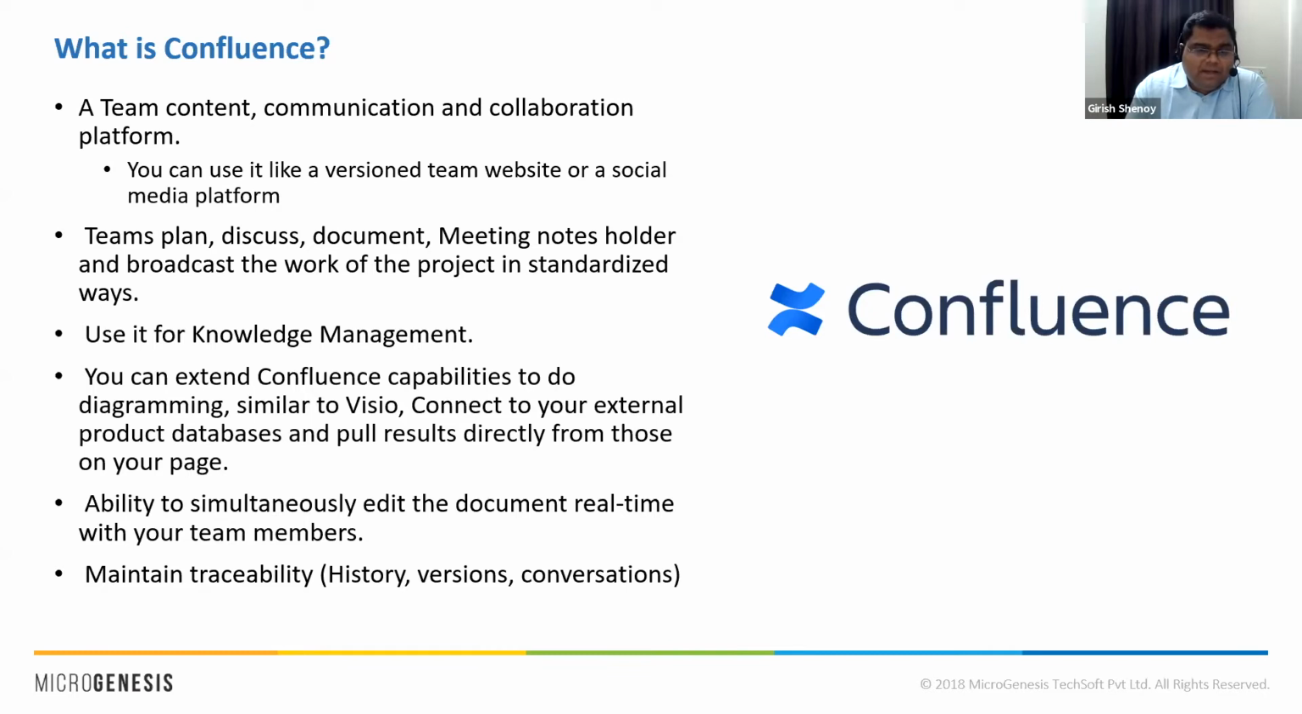Maintain traceability, right? Where you can trace the histories, versions, and the conversations. You can always go back and forth between your page versions. You can also combine the two versions to track the changes between them. So all this is possible within Confluence.